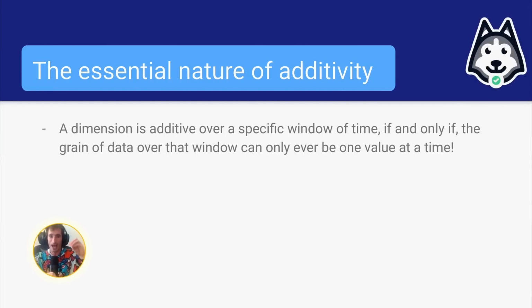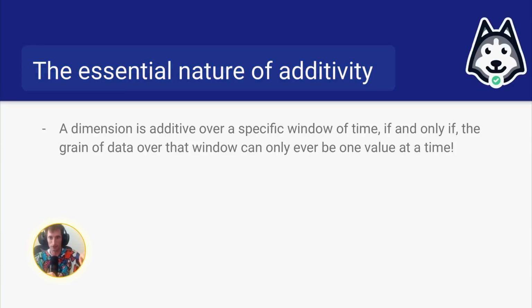A dimension is additive over a specific time window if and only if the grain of data over that window can only ever be one value at a time. I know this sounds very mathematical, I even got the "if and only if" in there, the biconditional statement.